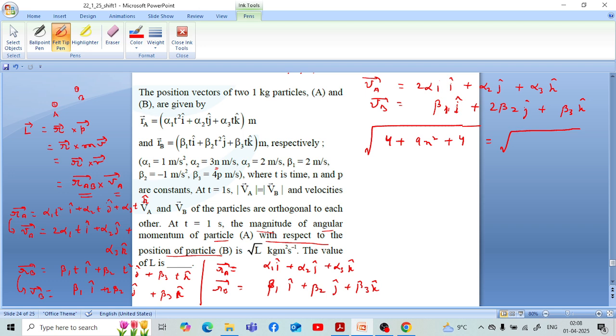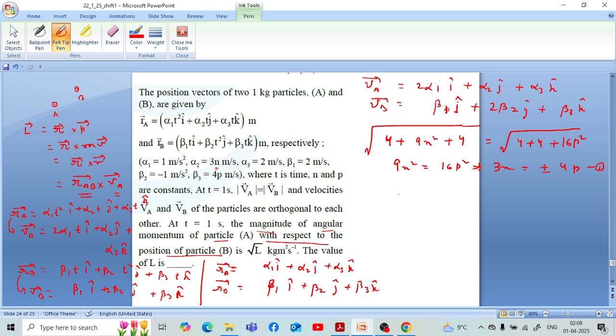The modulus of VB is the square root of beta 1 square. Beta 1 is given as 2, so 2 square is 4. Then 2 beta 2 whole square. Now beta 2 is given as minus 1, and minus 1 multiplied by 2 and its whole square becomes 4 again. And beta 3 is 4p, so 4p whole square is 16p square. Now we can remove the square root from both sides. We get 9n square equals 16p square. It implies that 3n is equal to plus minus 4p. Now let us call this equation number 1.